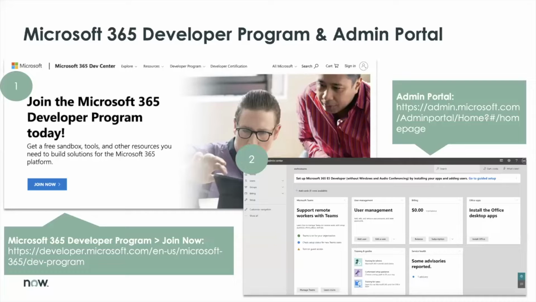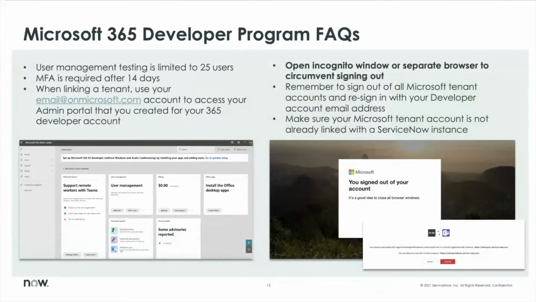So first you would go to the link that's shown in this slide in stage 1 and click Join Now. You'll complete a little bit of information. And when you've set up an account, it'll take you to this admin portal where you can see your Teams tenant as well as your Office and other M365 products. Great, thanks, Erin. And some considerations.